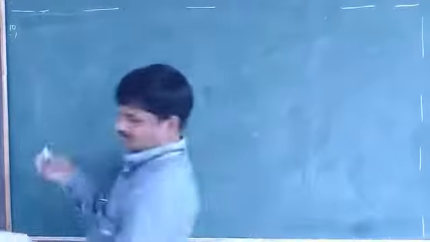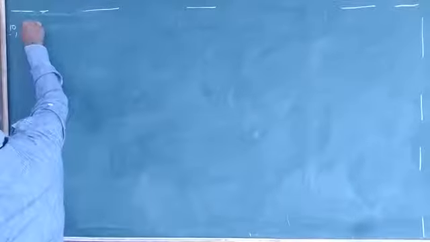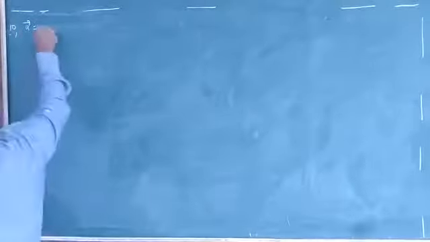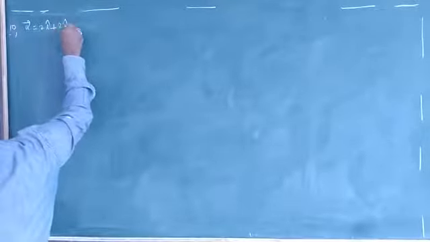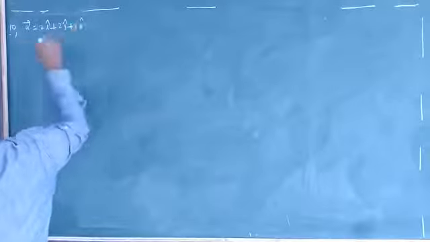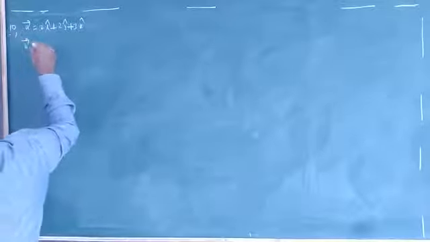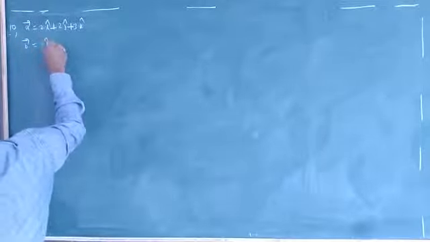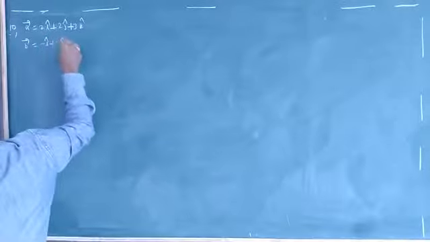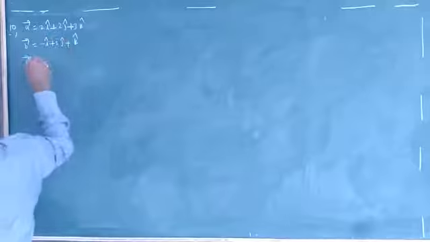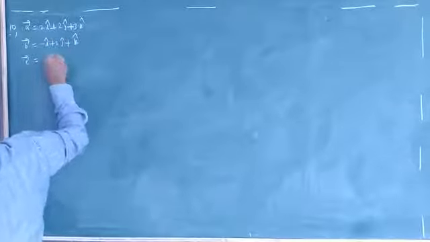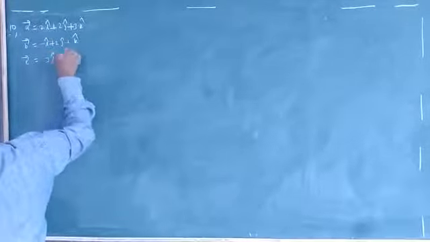See, here A bar vector is given. What is A bar vector? 2i cap plus 2j cap plus 3k cap. What is b bar vector? Minus i cap plus 2j cap plus k cap. What is c vector? 3i cap plus j cap.